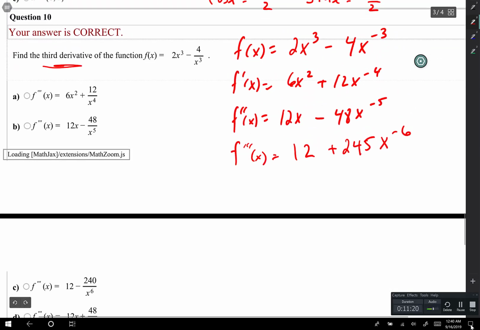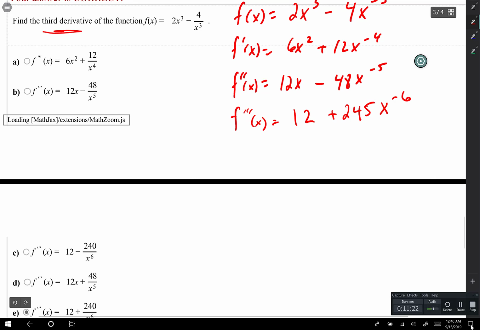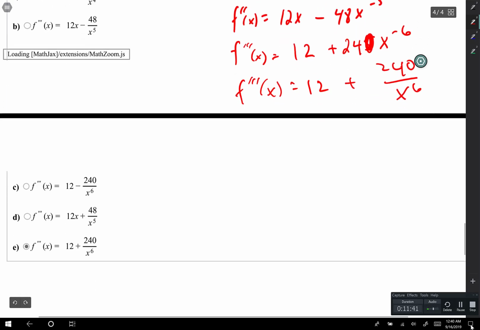Oh, did I mess up? Yeah, I did. 240. Sorry, guys. 48 times 5, I did 49 by accident. That's a 240 here. Dummy me, not you guys. So that's 240 x. So there it is. f triple prime, my third derivative, is 12 plus 240 over x to the 6. And there it is.